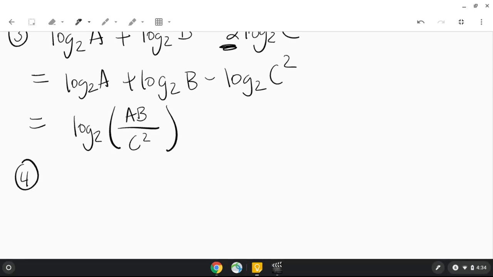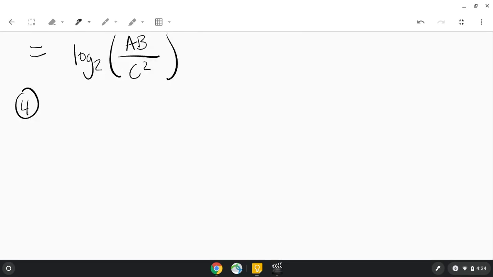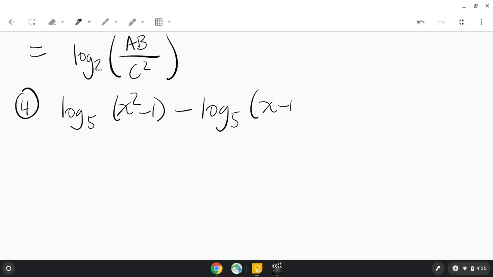Okay, so let's go ahead and try this one. Log base 5 of x squared minus 1, minus log base 5 of x minus 1. This is going to be more like what you will need to do when we're solving. You might get something like log base 5 of x squared minus 1 minus log base 5 of x minus 1 equals 10 or something like that, and then you have to solve this.